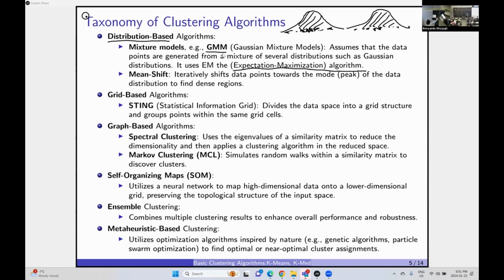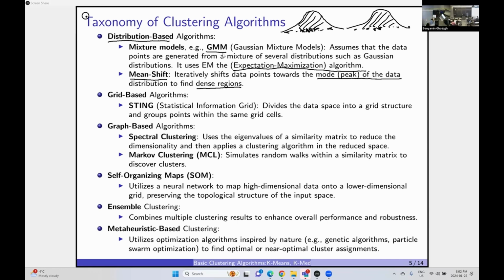So where were we? As you see, if we fit a mixture distribution, then we have clustered data into several clusters. Mean shift iteratively shifts data points towards the mode or peak of the data distribution to find dense regions. I think its explanation is obvious. By the way, in distribution-based algorithms, we work on the modes of data because when we have several modes, we can fit a mixture distribution, right?